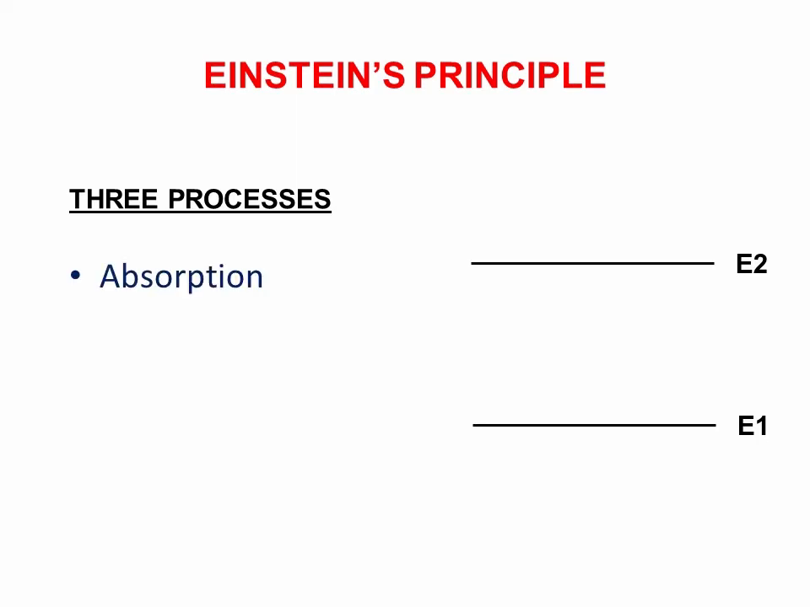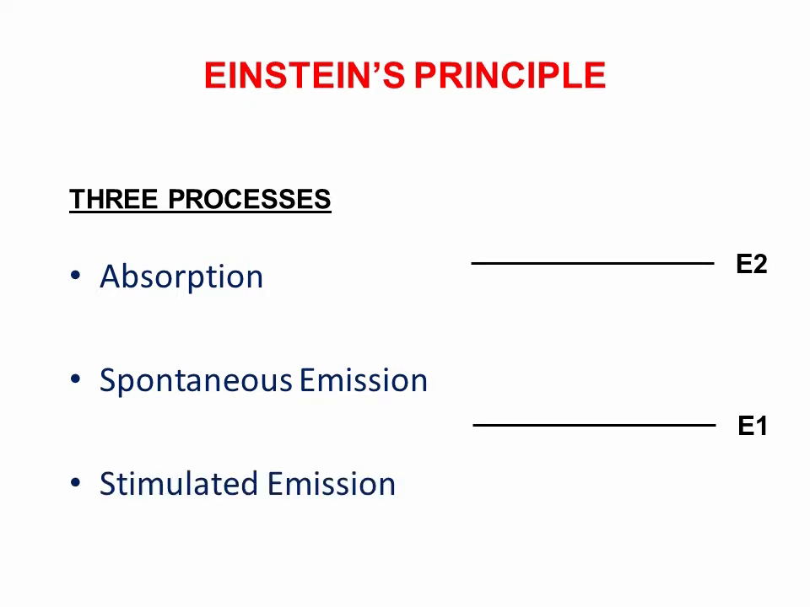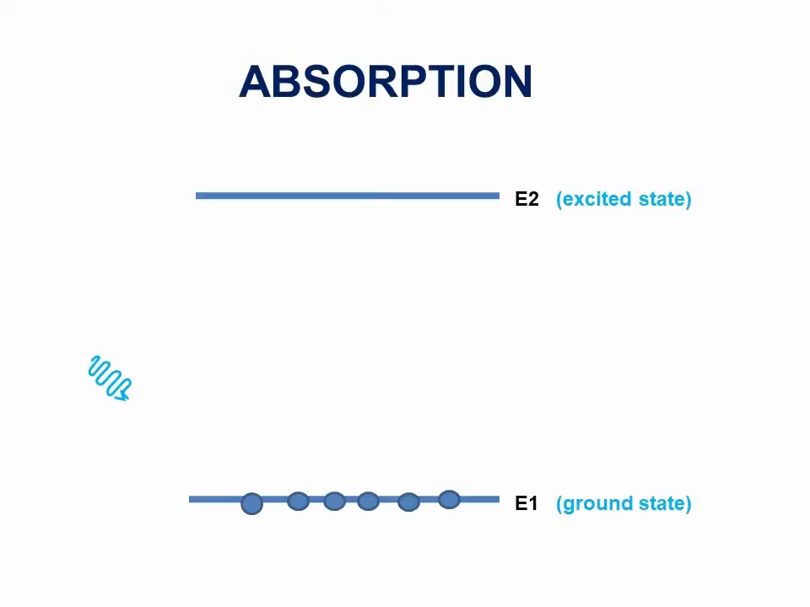They are absorption, second one is spontaneous emission, third one is stimulated emission. The first process, absorption. An atom in the ground state absorbs the photon of radiation of energy and goes to excited state. Here, upward transition takes place. This process is called as absorption.